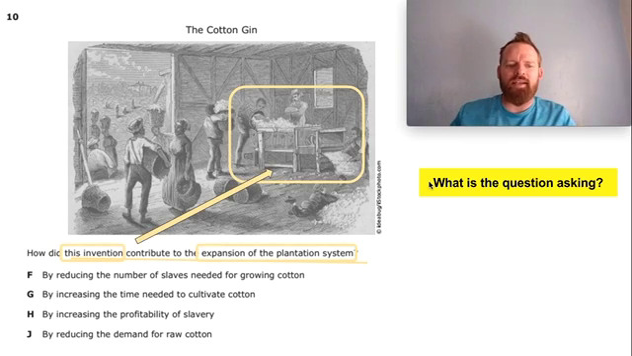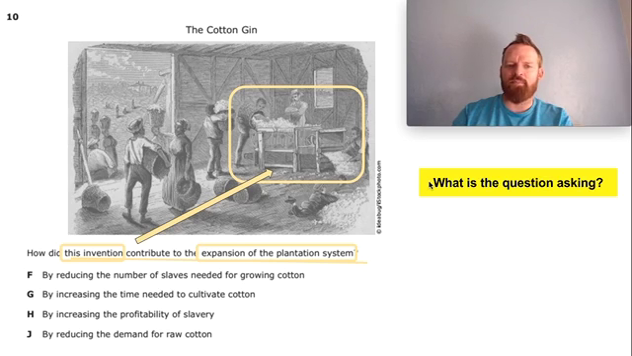Well, here it's asking, how did this invention, which I have an arrow pointing to, the specific invention, but the honest truth is you may not know what the invention is talking about like I do looking at this. Even if you don't, what's the title of this? The title says the cotton gin. So now we know what the invention is. We don't even need a picture for it, but the picture may help us. So it says, how did this invention, the cotton gin, contribute to the expansion of the plantation system?